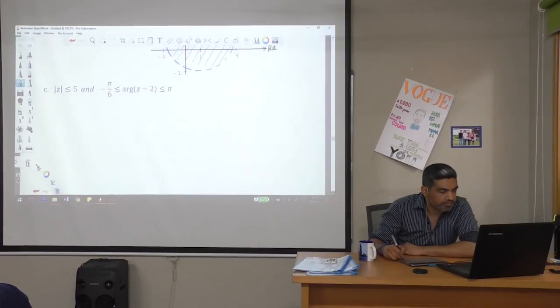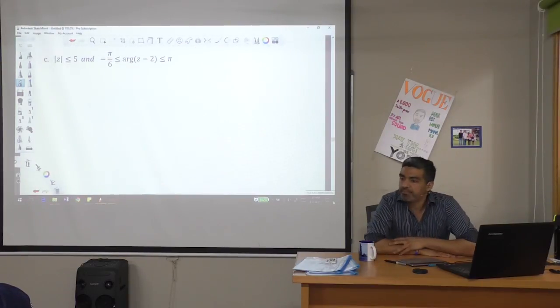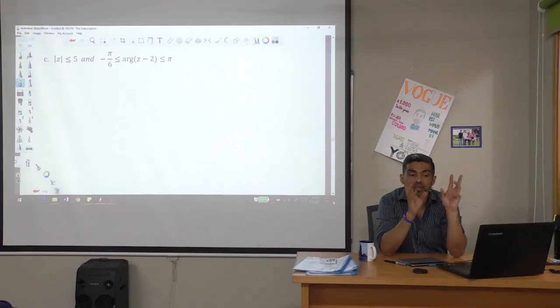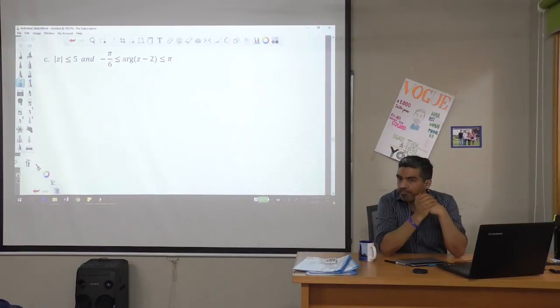Okay, try this out. Now there are two loci here. One is a circle, and the other one is like the one that we just made, 2 lines. When you're making multiple loci, and it says "and", it means you need to find a common area. There will be an overlapping, and you need to get the common area out.